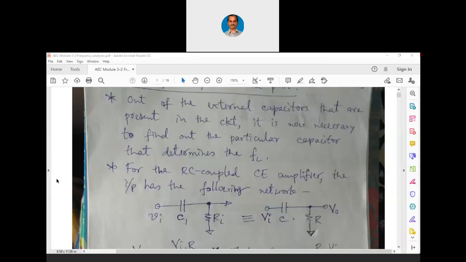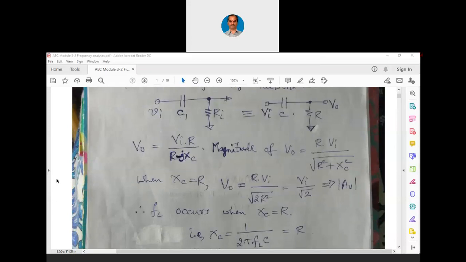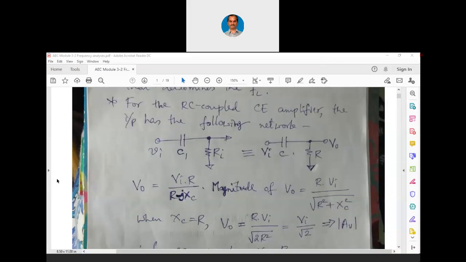For the RC coupled common emitter amplifier, the input has the following network. We have seen this now. You can see this, where the input is connected to one DC blocking capacitor C1, and then we have the input impedance of the circuitry. So we can represent it as Vi with the series capacitor and the parallel R, and this V0 is not the V0 at the output of the amplifier. We have simply mentioned this V0 as the output of this RC circuit, or CR circuit, itself.